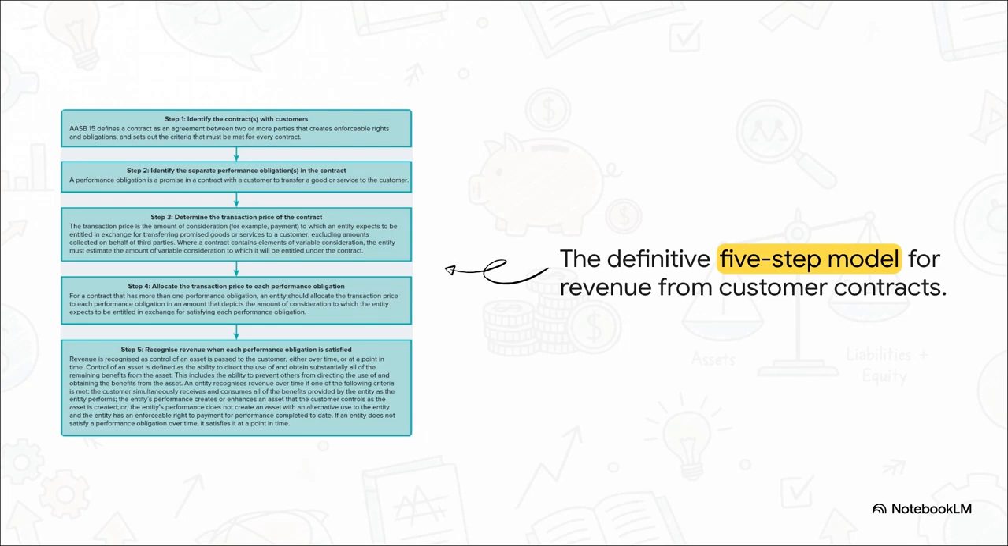What exactly did we promise to transfer to them? Step 3, determine the transaction price. How much cash are we actually getting paid? Step 4, you allocate that price to the various obligations you found back in Step 2. And finally, Step 5, recognize revenue when or as each performance obligation is satisfied. You literally cannot record a single dollar of revenue until you've successfully passed through these 5 gates.